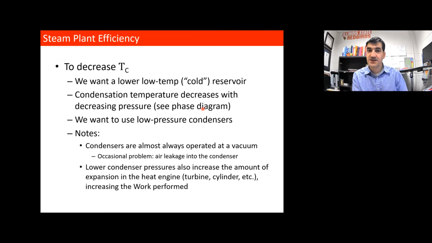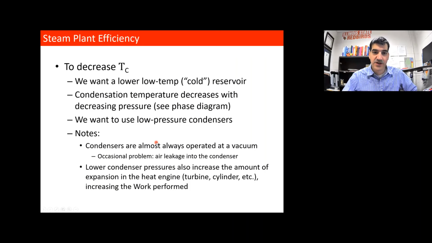And so what you actually use in real life, you use something called air ejectors, which are basically just like pumps, not like fans, pumps, that are actually physically pumping air out of the condenser. So you actually want to pump the air out of the condenser so that your condenser operates at a vacuum, so that the temperature inside the condenser is lower, because we know condensation will occur at a lower temperature when you have a lower pressure condenser. All right, so we'll look at the phase diagram in just a second, just like we did before, and we'll see that again. A few other notes.